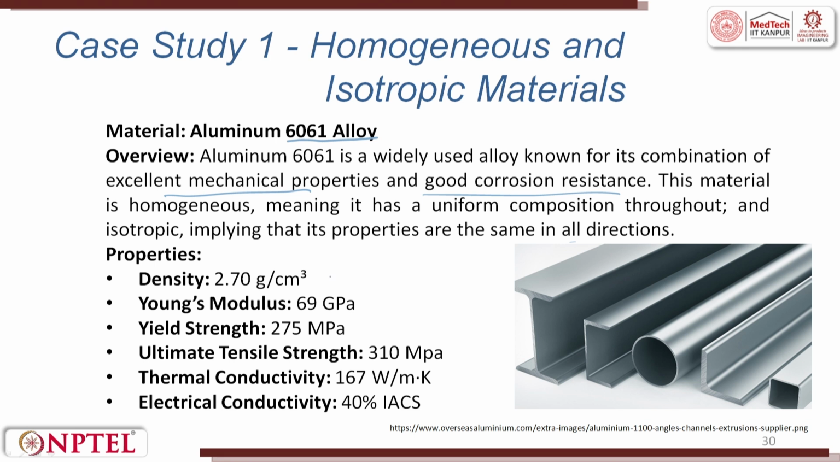What are the properties? Density, Young's modulus, yield strength, ultimate strength, then thermal conductivity and electrical conductivity. Ultimate strength will always be larger than yield strength. Why? You remember we have seen the stress versus strain curve goes like this. This is yield, and this is ultimate. Yield will be lower, and ultimate will be higher.